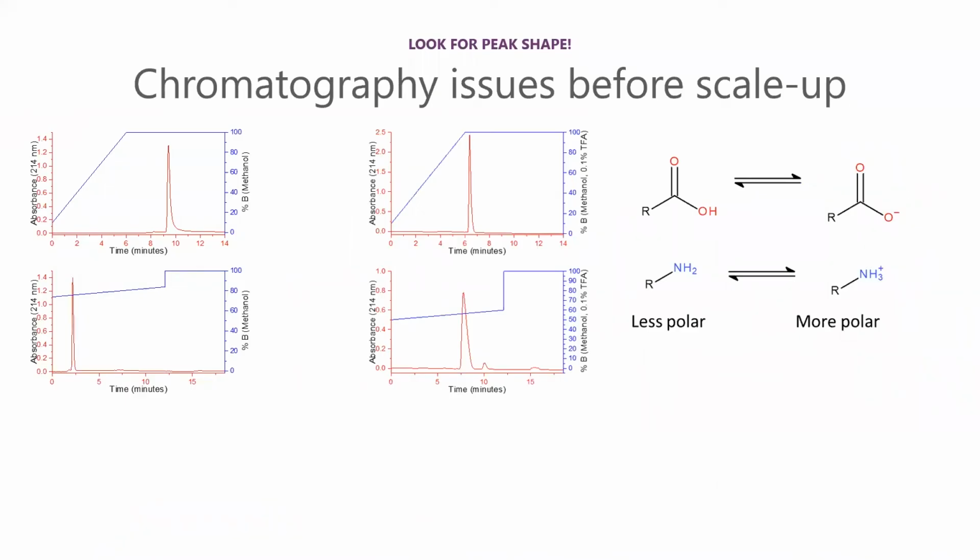The next several slides will show how scouting gradients can alert us to chromatography issues in the preparative runs. The most common one is pH control. A scouting and preparative gradient for quinine with no modifier is on the left, and corresponding runs with 0.1% TFA are on the right. Look for good peak shape. Look for fronting or tailing. In this case, quinine was tailing and the compound came out too early without a modifier in the preparative run.